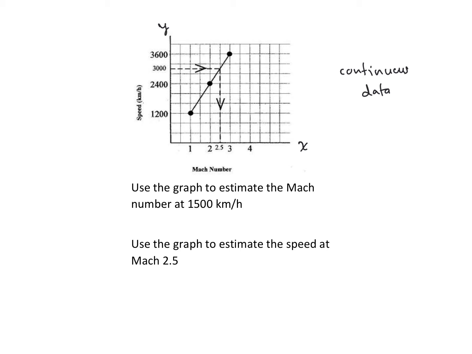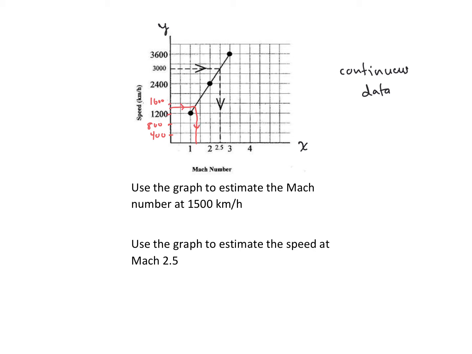And now we want to use the graph to estimate the Mach number at 1,500 kilometers per hour. So what we do is we find 1,500 kilometers on the y-axis. This is the speed. You can see since 3 squares is 1,200, each square is an increment of 400 kilometers per hour. This would be 800, then we have 1,200, then we have 1,600. So 1,500 is approximately here. We go over to the line and then we go straight down to read off the Mach number.